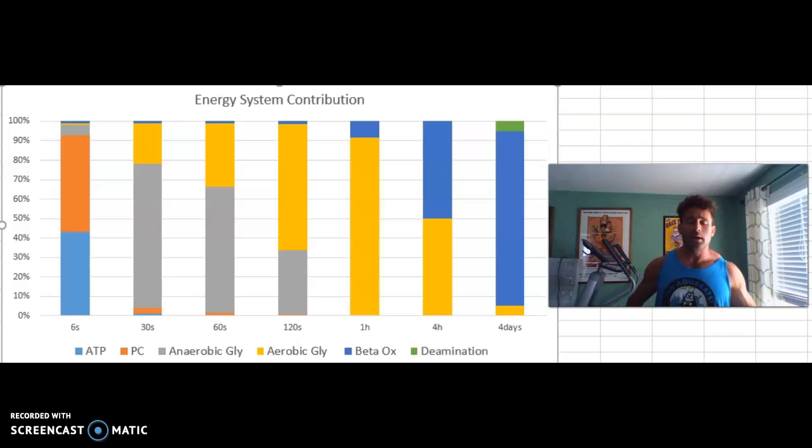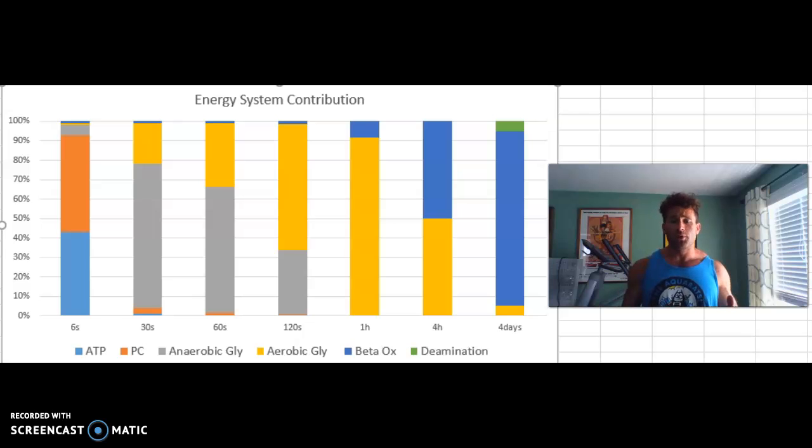Now, once again, none of this is in a bubble. The pie slices just get to be so thin that you can't even see the ATP PCr and anaerobic glycolysis. The other thing to keep in mind when we're looking at this is that it assumes you're going to maintain the same output for the entire time, which is not going to happen.